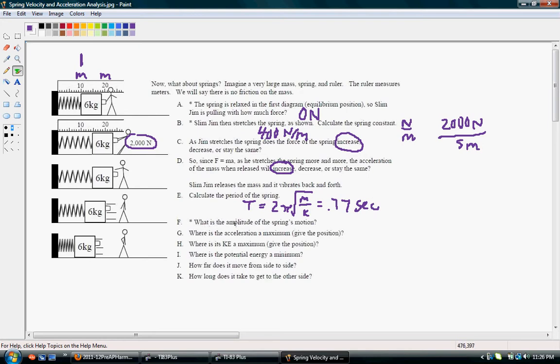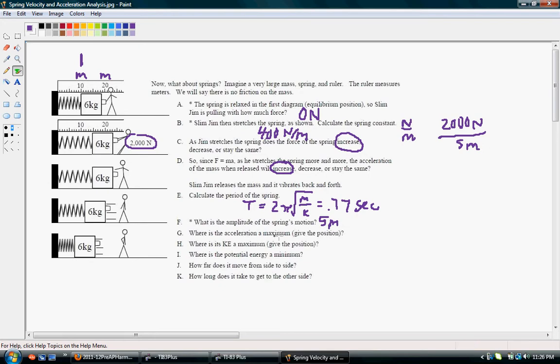Alright, what is the amplitude of the spring's motion? Since it was at its resting position of 10, from the equilibrium position to one extreme, so from 10 meters to 15 meters would be the amplitude. So that's 5 meters from the center.